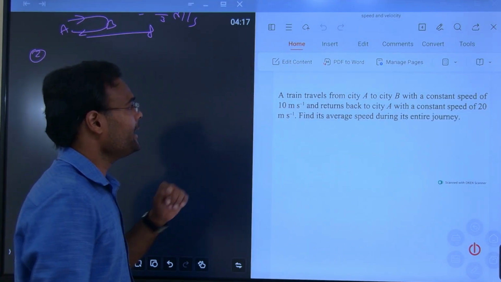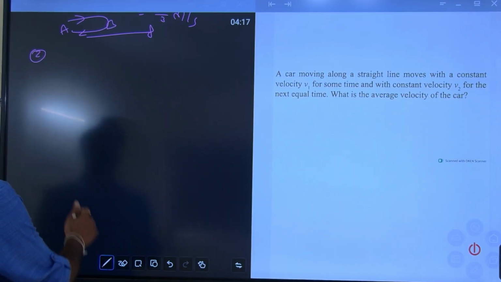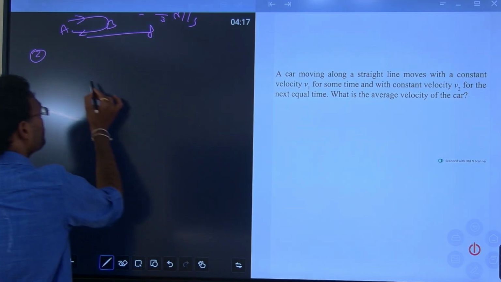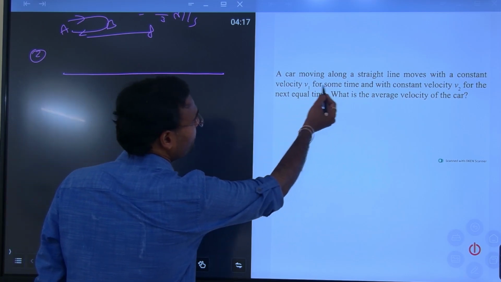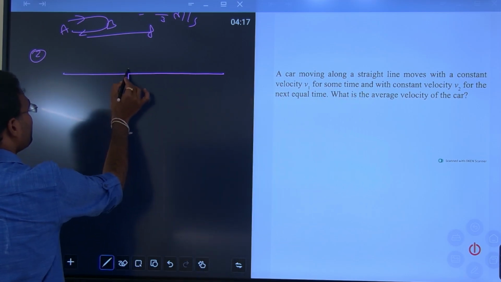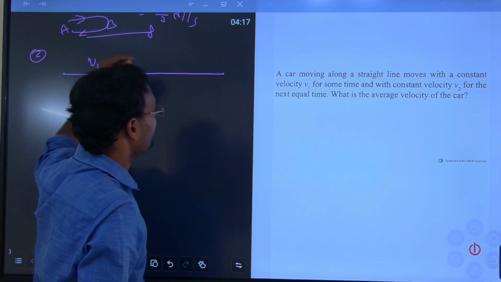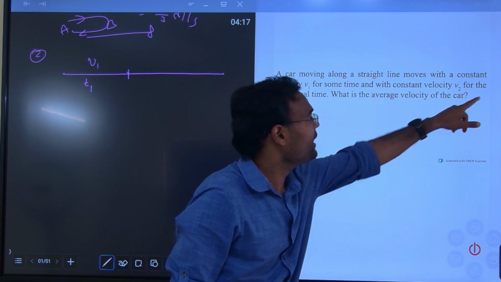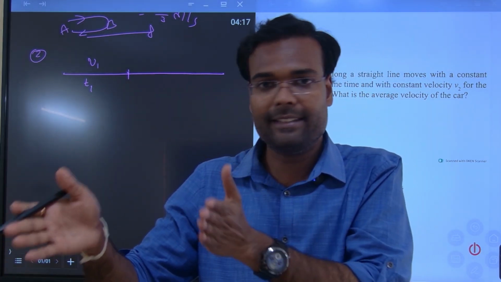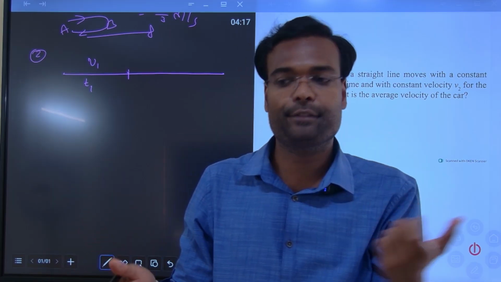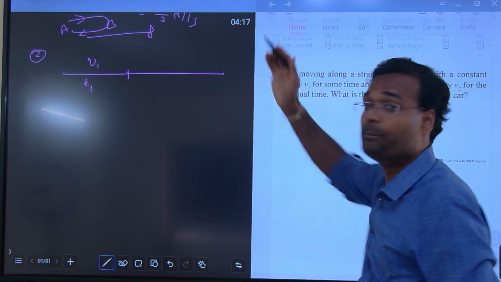Now second point, let's see one more question. In this question, a car traveling in a straight line moves with a constant velocity v1 for some time, suppose it is traveling from here to here at a time t, and with constant velocity v2 for the next equal time. Before that, we discussed a question which says to and fro journey with equal distances, equal separations. Here the question is equal times.